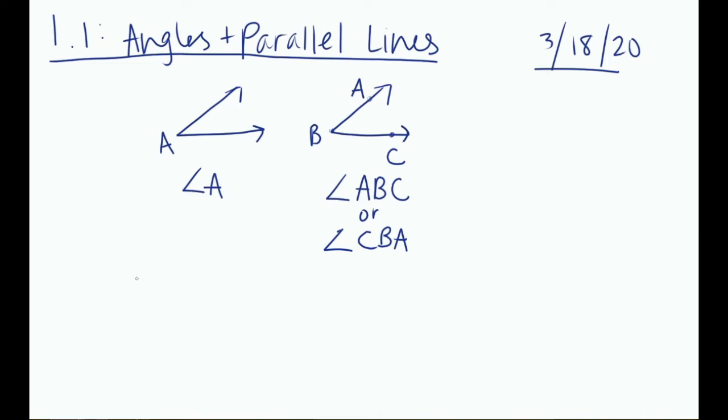One other piece of terminology is sometimes we talk about angles as being congruent. And this means that they have the same angle measure. So it looks like up here, these angles look like they could be congruent. They could have the same angle measure. So we would say that angle A is congruent to angle ABC. And the way that we show this is with a little squiggly line over an equal sign. That means congruent.